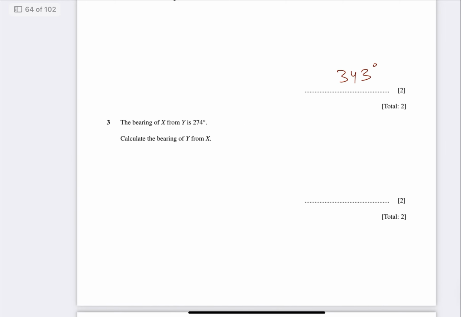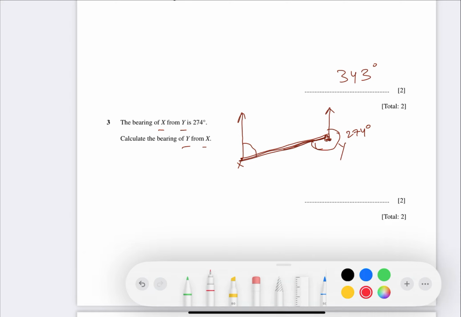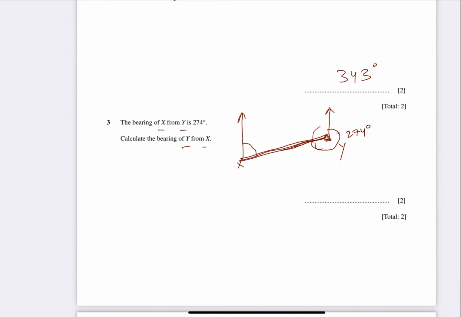Now, the bearing of x from y. If we have this point x and this point y, the bearing of x from y means this angle. Can you imagine? This angle is 274. Calculate the bearing of y from x. So for y from x, we have to calculate this angle. So my dear students, what is the value of this one?